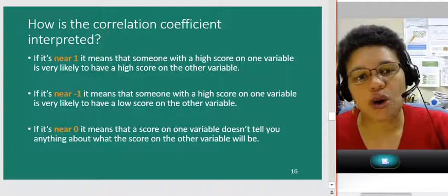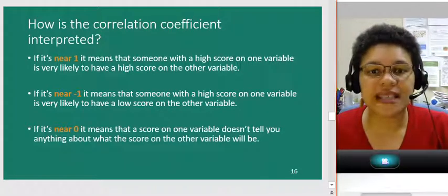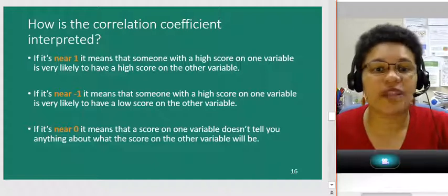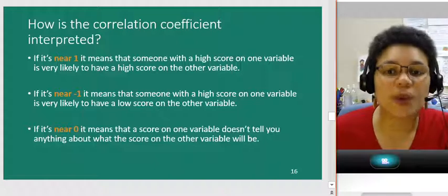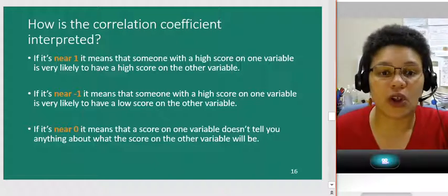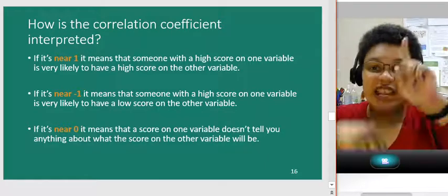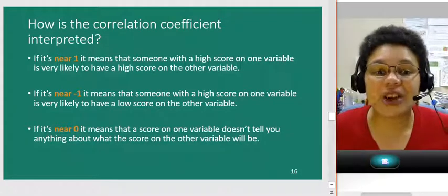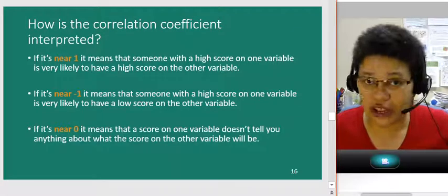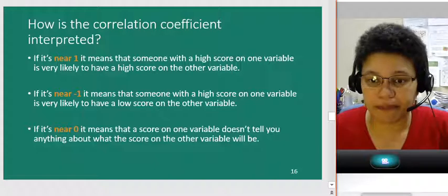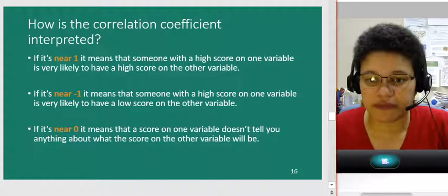How is the correlation coefficient interpreted? If it's near 1, it means that someone with a high score on one variable is very likely to have a high score on the other. If it's near -1, someone with a high score on one variable is very likely to have a low score on the other. So they're negatively correlated. If it's near 0, it means that a score on one variable doesn't tell you anything about what a score on the other variable will be. So that's high positive, high negative, and then no correlation.